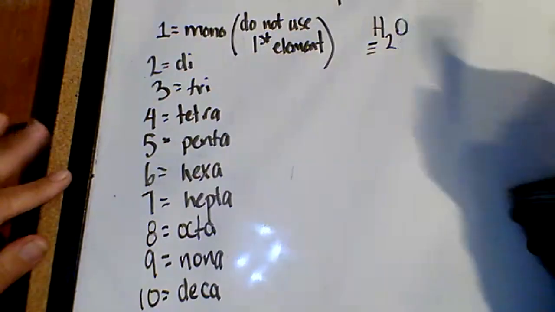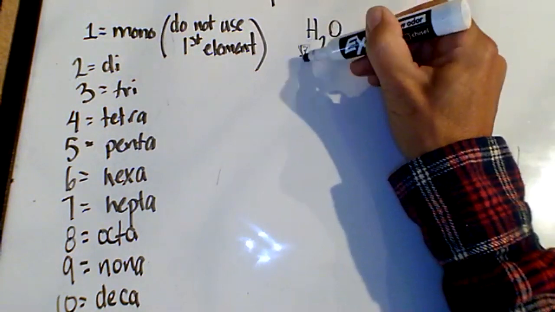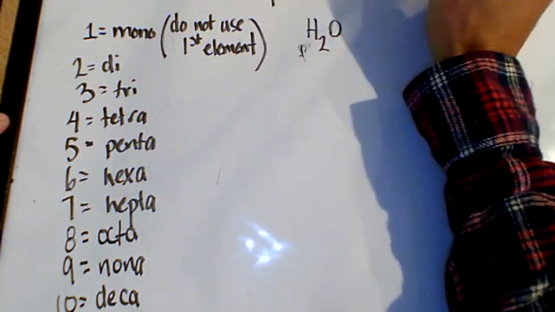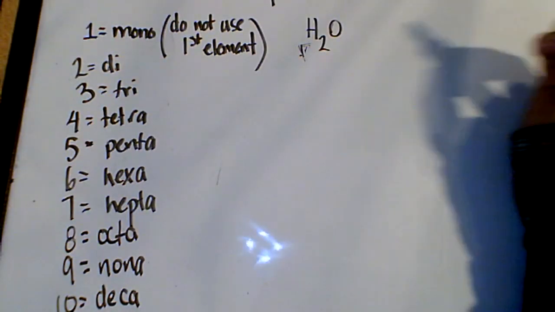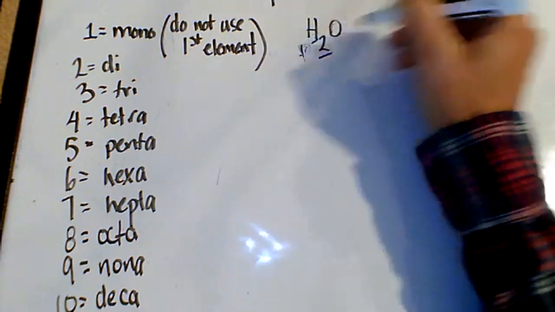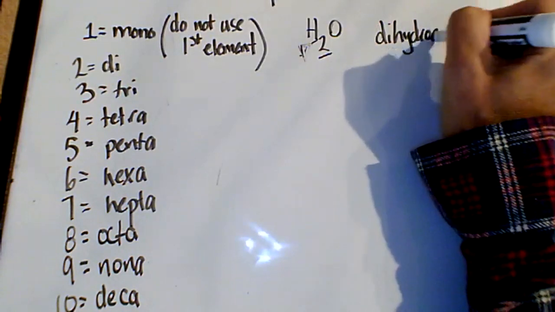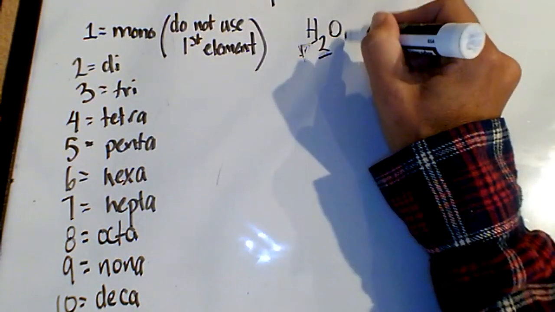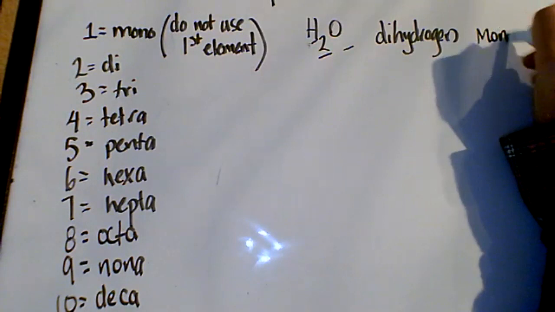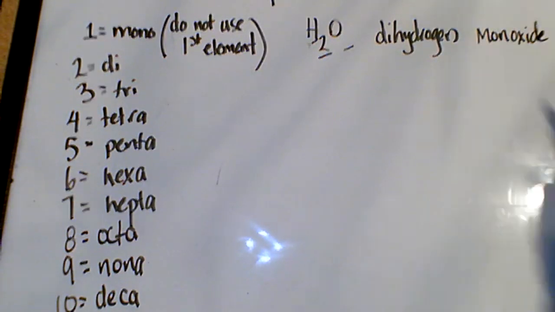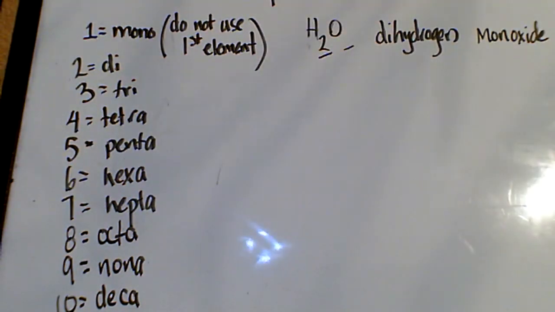So when I see water, and I recognize that the first element is a nonmetal, so this must be covalent, I'm going to use prefixes. There are no ions involved. So this is 2 H's, 2 is di, so I'm going to write dihydrogen. There's only 1 oxygen, right? The understood 1 there. So I'm going to say monoxide. We typically drop one of the vowels if there's more than one vowel coming together. You'll learn what sounds right.